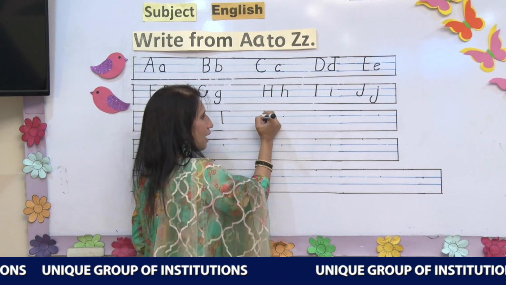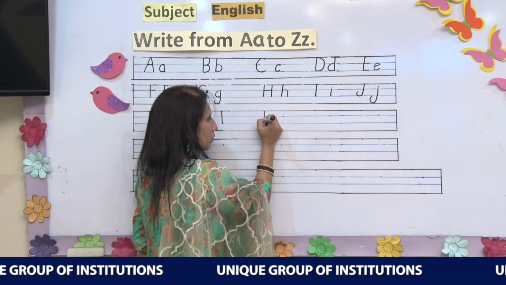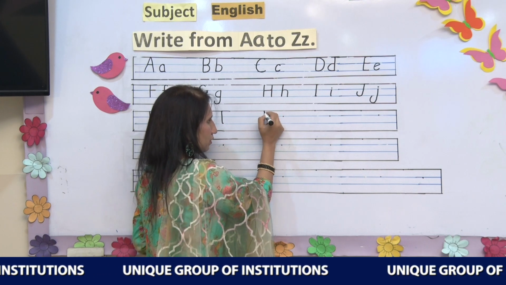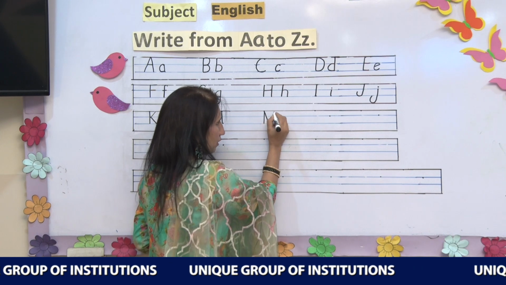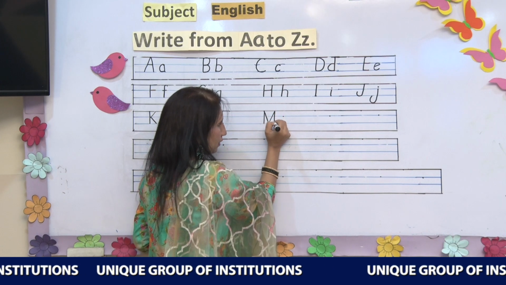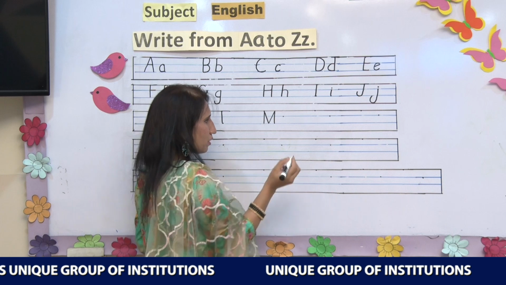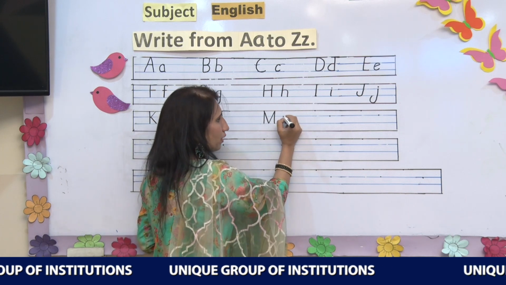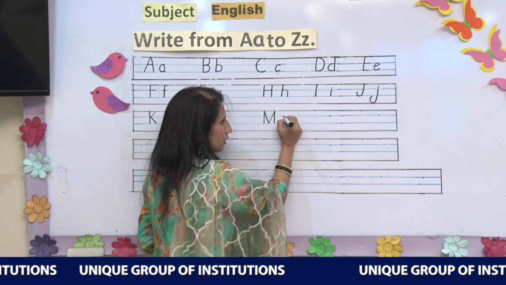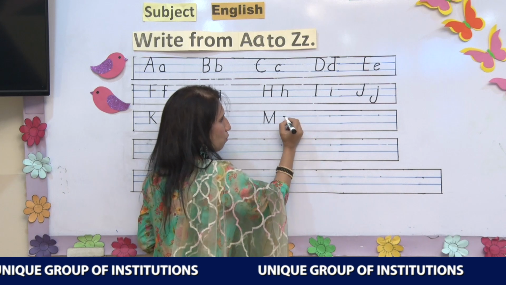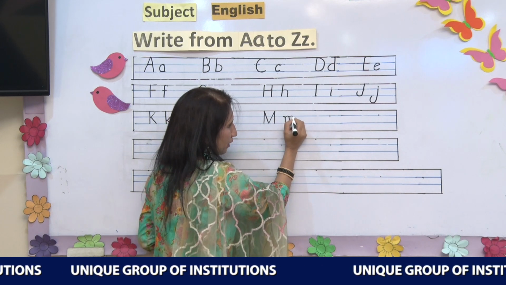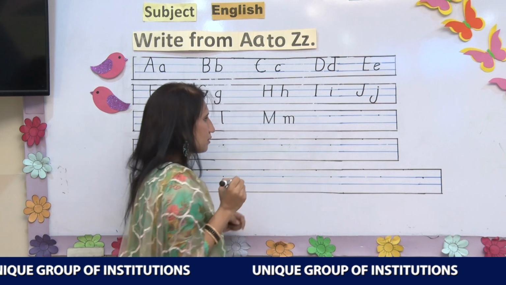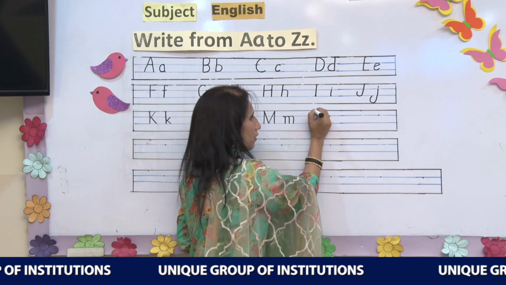Then we will write M, one standing line, one slant line, again one slant line and one standing line, and this is our capital M. Our small m will be in these two middle lines: one line, again another line and again another line. This is M. Now we write N.